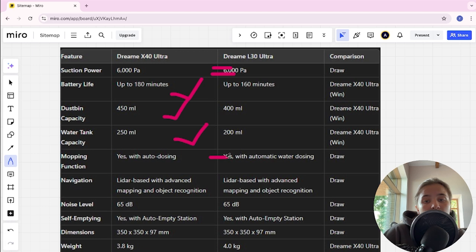Mapping function here, it's a tie. Navigation here, it's a tie. Noise level here, it's a tie. Self-emptying here, it's a tie. Dimensions here, it's a tie.